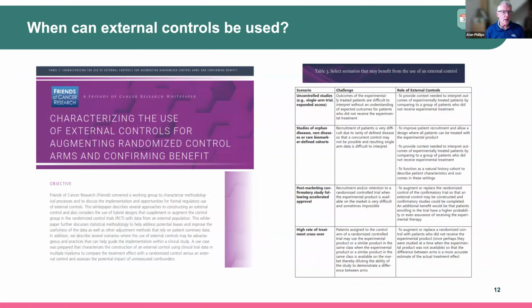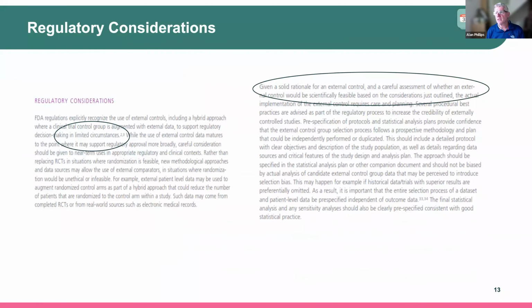Another one in oncology, there's this brochure from Friends of Cancer Research, and what they do is talk about the different scenarios where you might have an external control, starting from uncontrolled studies, single treatment studies. The reason why I put it in is because, again, from the regulatory perspective, they say that you can do it in limited circumstances, which is consistent with this message. And you've got to have a careful assessment of whether external controls will be scientifically feasible based on the outcome. So it's not just a case of I'm going to do it, you've got to justify it.